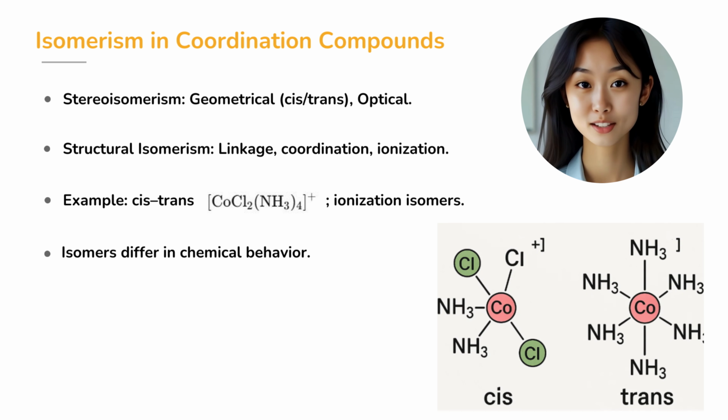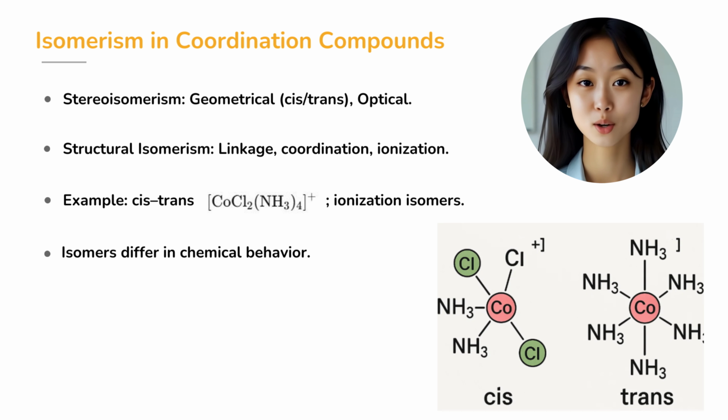First, stereoisomerism, geometrical isomers like cis and trans, or optical isomers that are mirror images. For example, cobalt with 2 chlorides and 4 ammonias, written as [CoCl2(NH3)4]+, has a cis form where the 2 chlorides are sitting together, and the trans form where they sit apart like sworn enemies. Then we have structural isomerism, linkage, coordination, and ionization isomers.